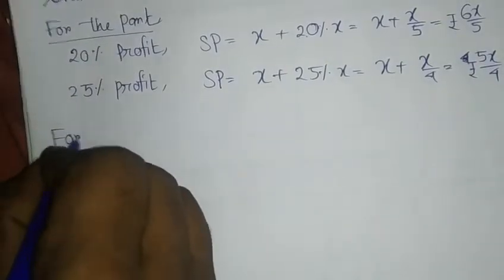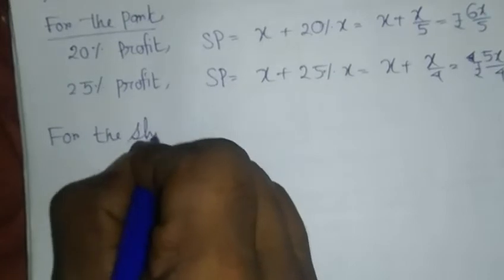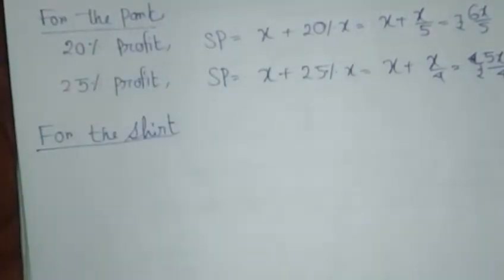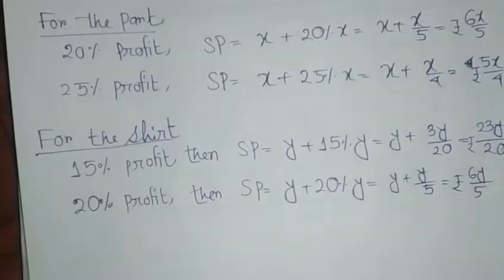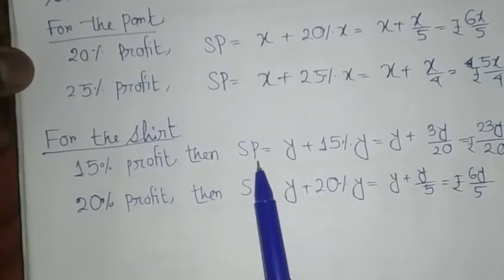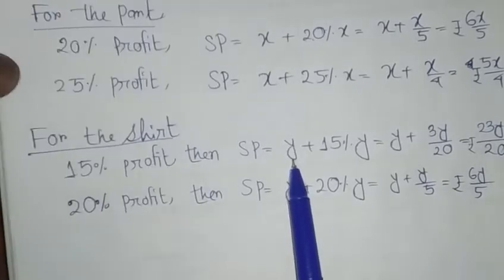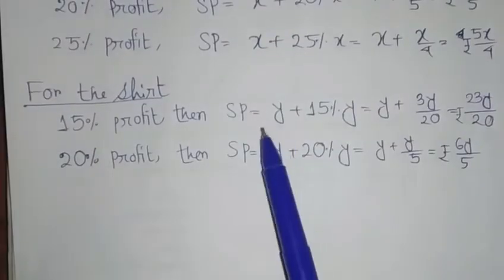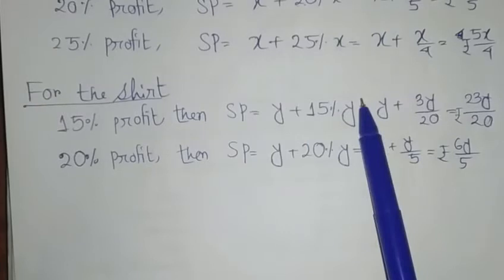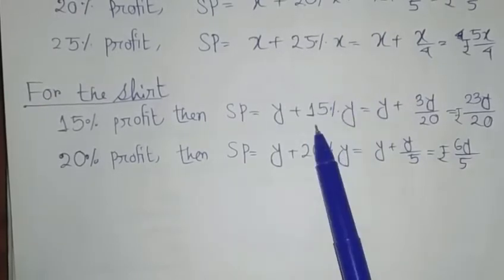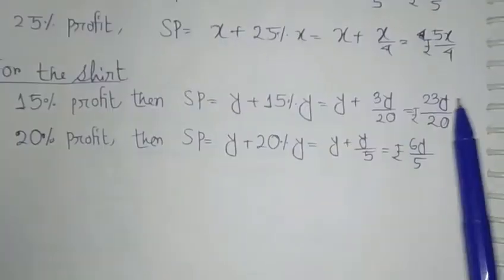Now for the shirt, do the same thing. I am skipping the part. Look, for the shirt, when 15% profit occurs, then the selling price is what? Y plus 15% of Y, because the cost price of the shirt was Y rupees. 15% means 15 by 100. Simplify with 5, that is 3 by 20. So Y plus 3Y by 20 is 23Y by 20.